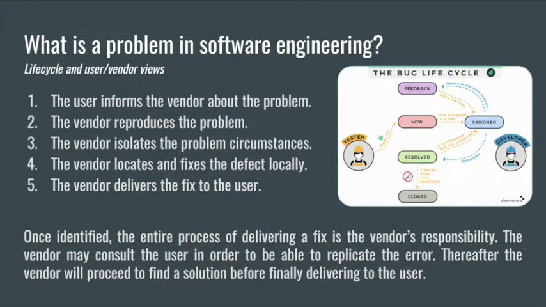Basically, from the first occurrence of the problem to its fix, the life cycle of a problem or the bug can be summarized in 5 steps. First, the user informs the vendor of the problem. So now we have a problem. The vendor then attempts to reproduce the problem. Once the problem is reproduced, the vendor isolates the circumstances causing the problem and then proceeds to make a fix locally. Once a fix is made, then it is delivered to the user.